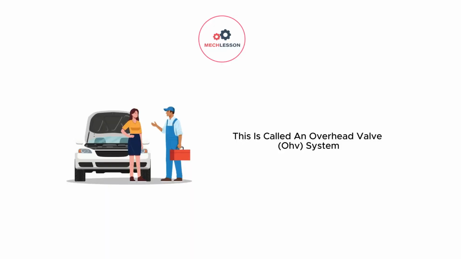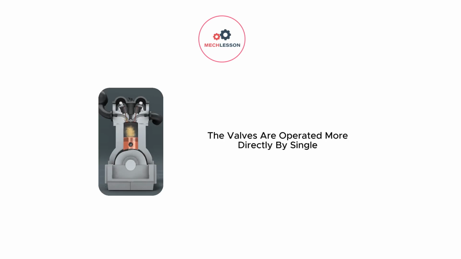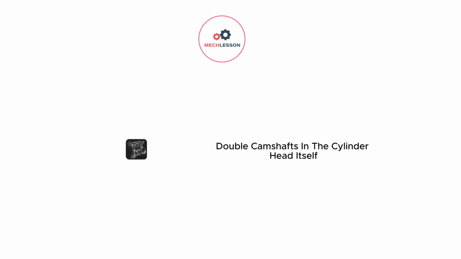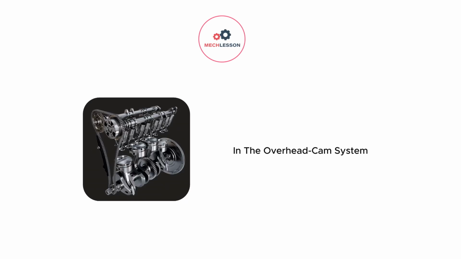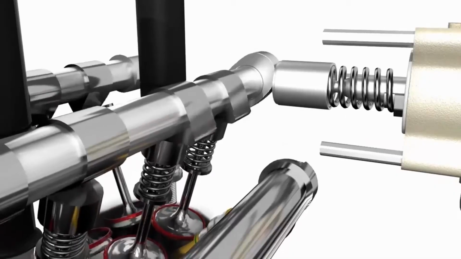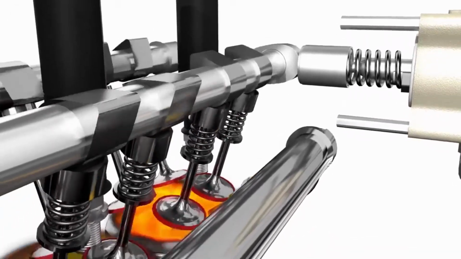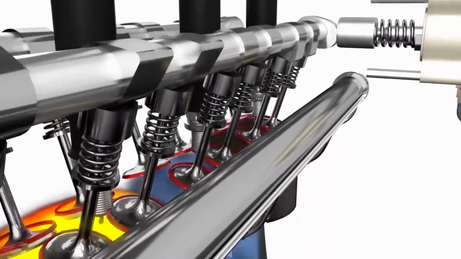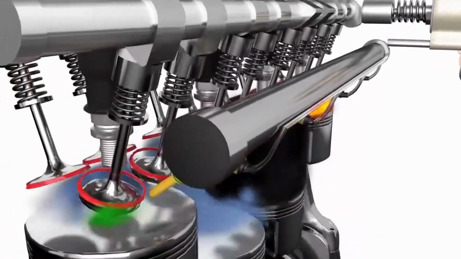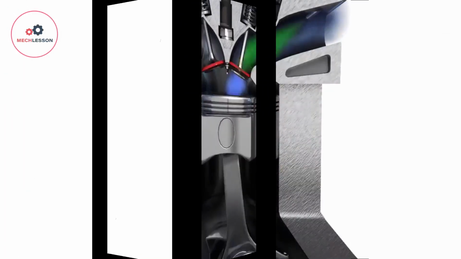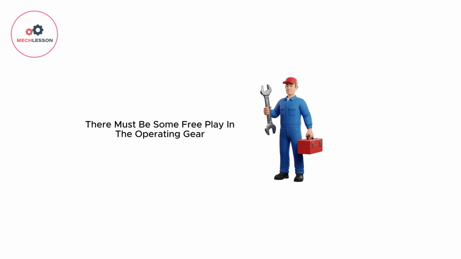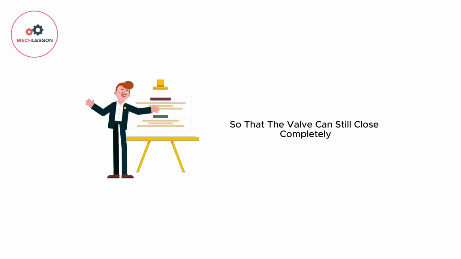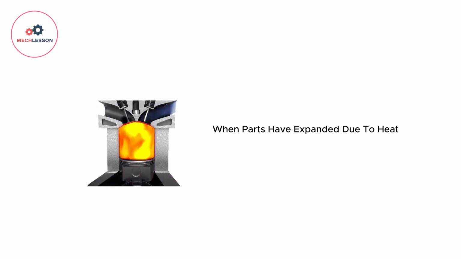This is called an overhead valve, OHV system. Some engines have no push rods. The valves are operated more directly by single or double camshafts in the cylinder head itself, in the overhead cam system. As there are fewer moving parts between the camshaft and the valve, the overhead cam OHC method is more efficient and produces more power for a given engine capacity than an engine with pushrods because it can operate at higher speeds. With either system, there must be some free play in the operating gear so that the valve can still close completely when parts have expanded due to heat.